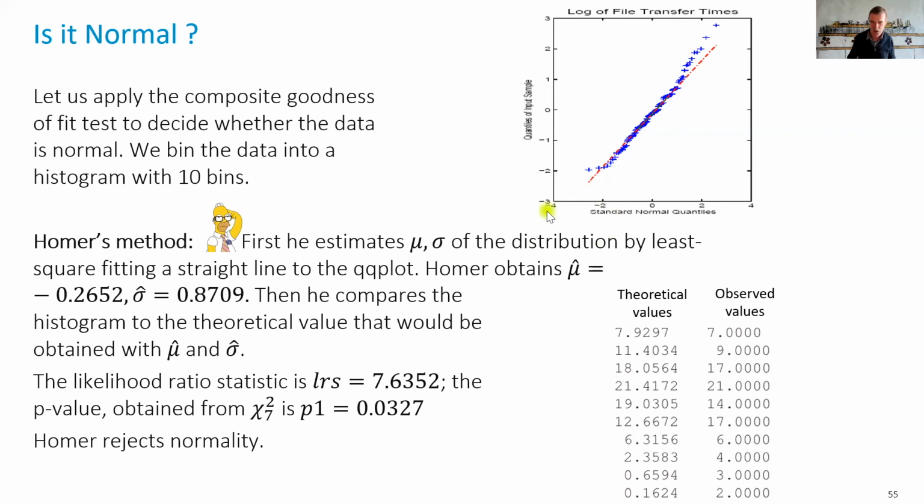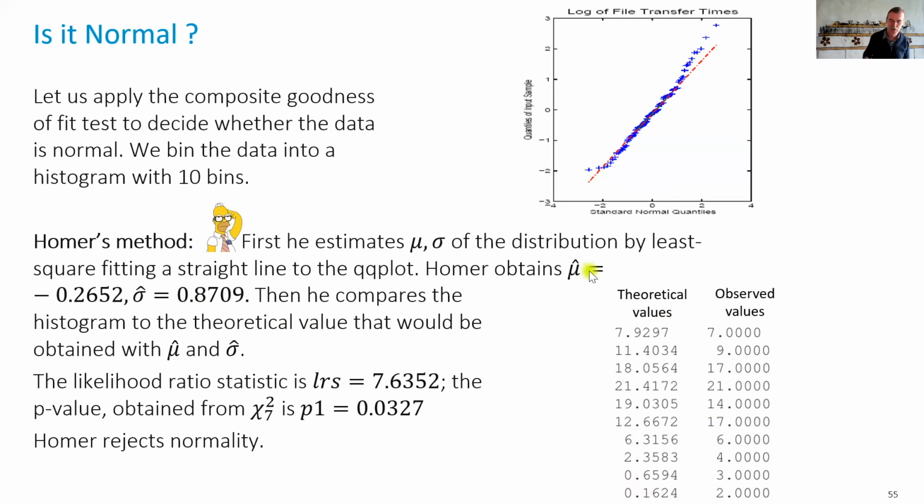So how do you estimate? Well, Homer used what MATLAB shows me, which is this red line. I'm not sure how MATLAB does it, but probably MATLAB is simply doing a least square fit of a cloud. So I have a cloud of blue points, I want to fit a red line to it, so I use a least square fit of the points here. So this is what MATLAB did. I fitted a straight line to the QQ plot. I obtained those values of mu and sigma, which give me now the theoretical values.